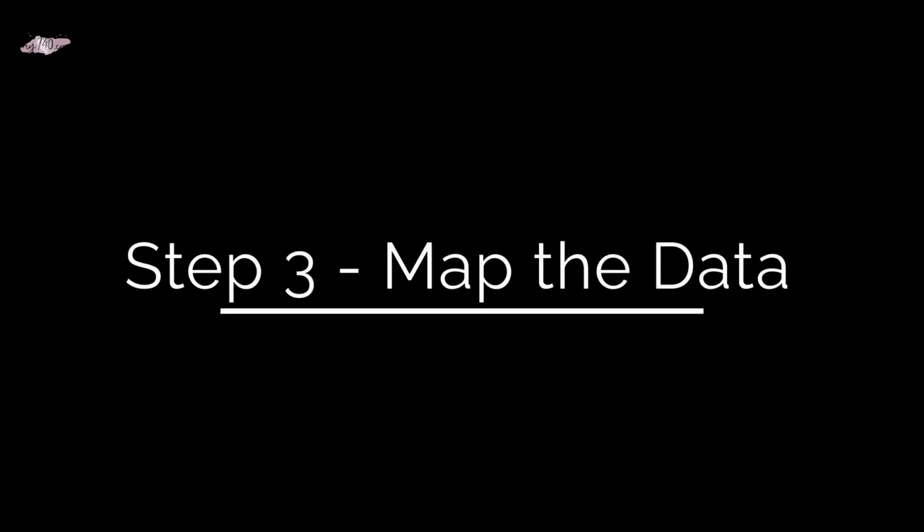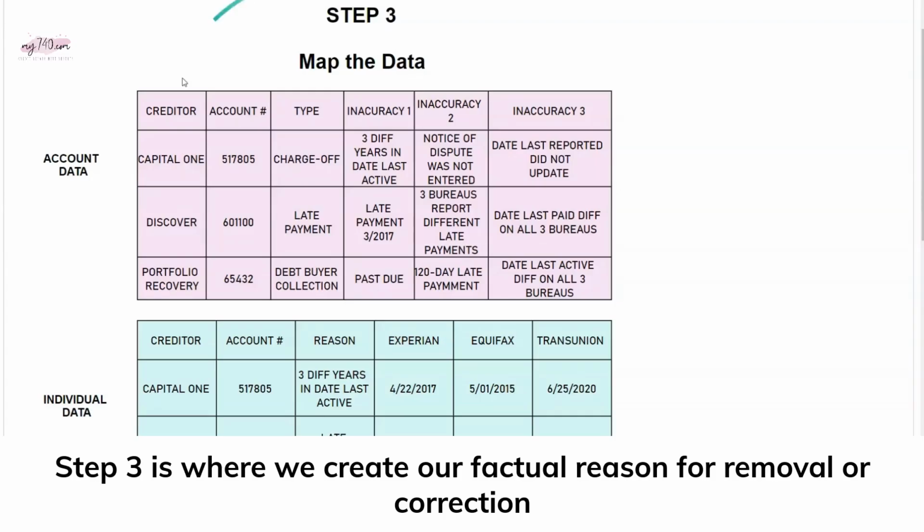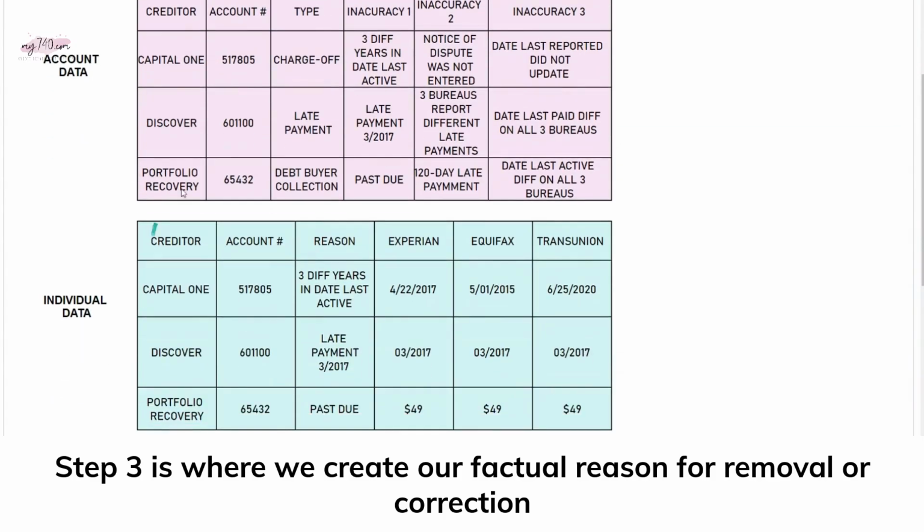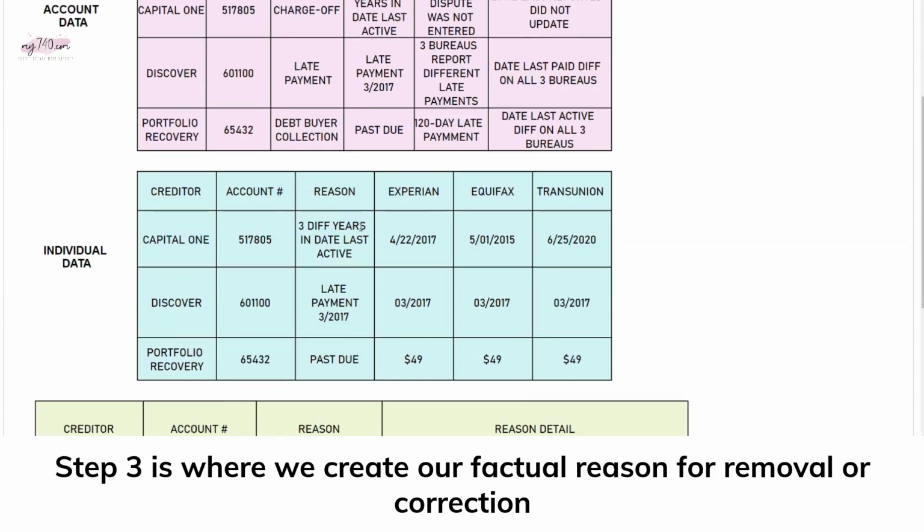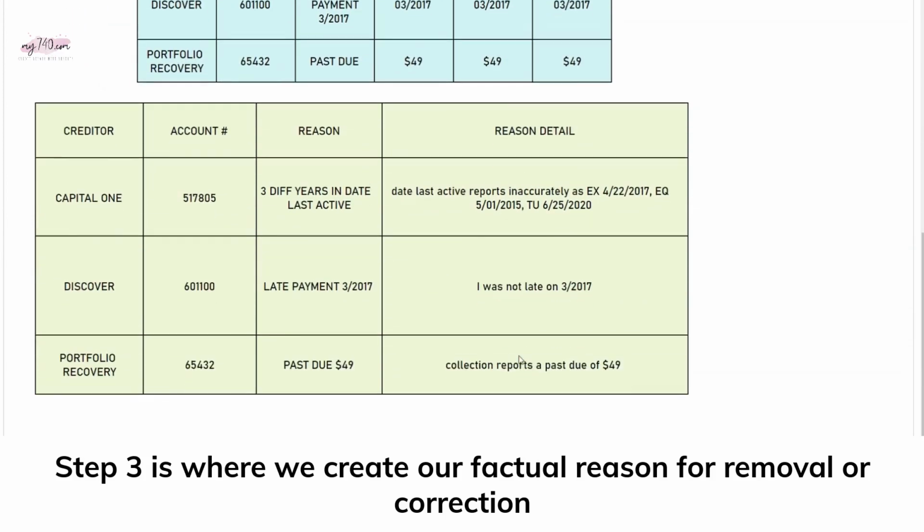Okay. So step number 3 is where we map the data. So using that same table, we're now going to expand it and write down for each bureau, if it applies, the specific date or balance or whatever. So for Capital One, we said 3 different years in the date last active. So Experian is going to show 417, Equifax 515, and TransUnion 6/2020. Now for Discover, our late payment, unfortunately, it is the same on all 3 bureaus, but we can work with that. And portfolio recovery shows a past due of $49. And again, there should not be a past due on a collection. Okay, keep that in mind.